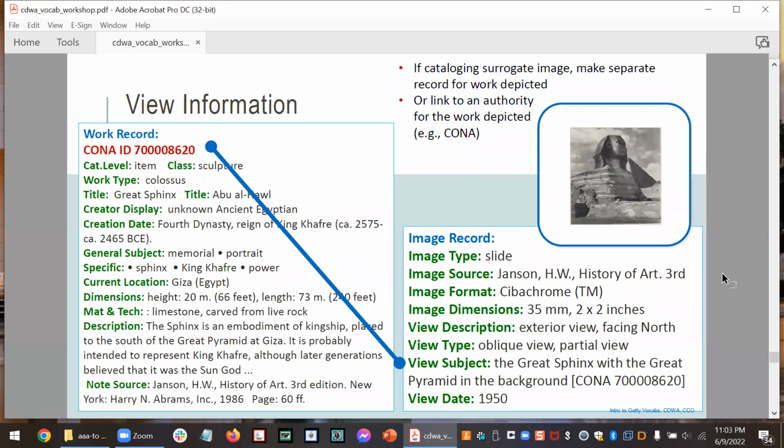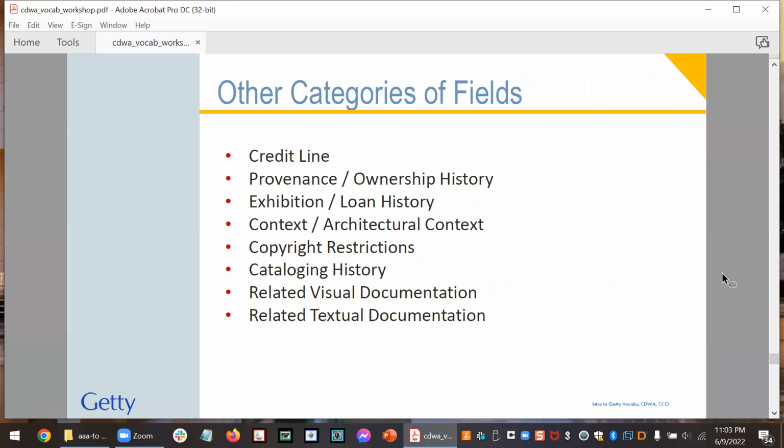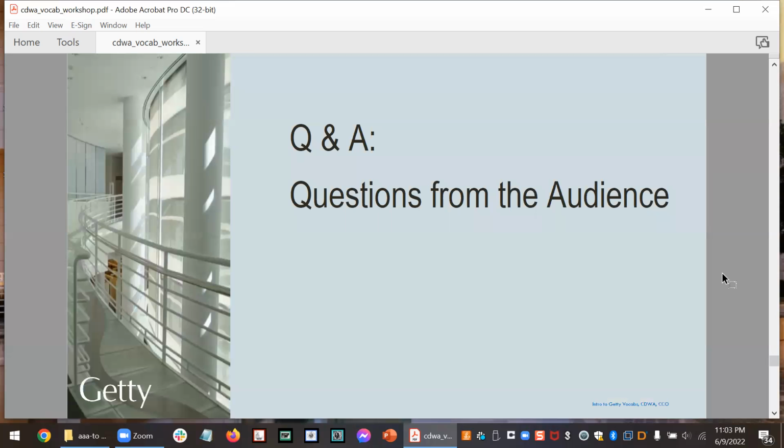Make sure to keep those separate. We've mentioned it before, but here we have an old slide of the Sphinx. And so the record for the image talks about the size of the slide and when it was made, where the view from the exterior facing north, etc. And then the subject, the Great Sphinx, is either linked in your collection or you could link to Kona. And then there are other categories in CDWA that I'm not going to talk about here, but 540 categories. There are a lot of categories, and hopefully you can find what you need there.